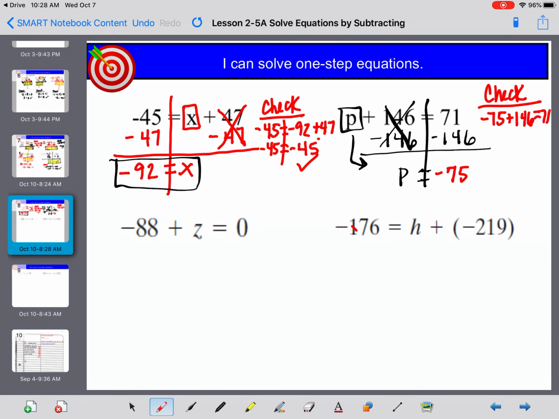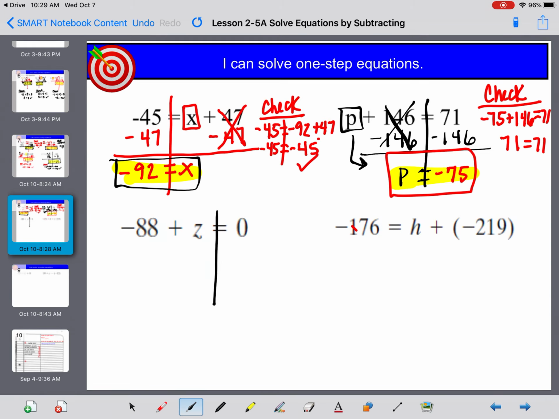So negative 75 plus 46. See how those are different signs? So I subtract and give the sign of the bigger absolute value. So 146 minus 75 is 71, and it's positive 71. Now I'm sure that I have the right solution because it made it true. Next one.